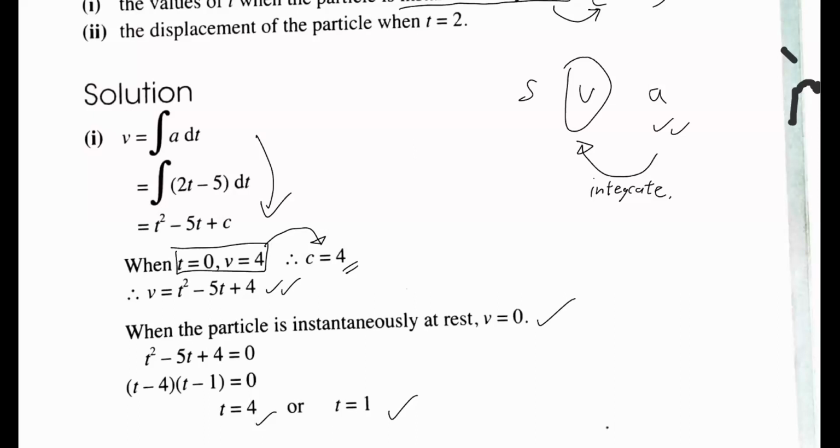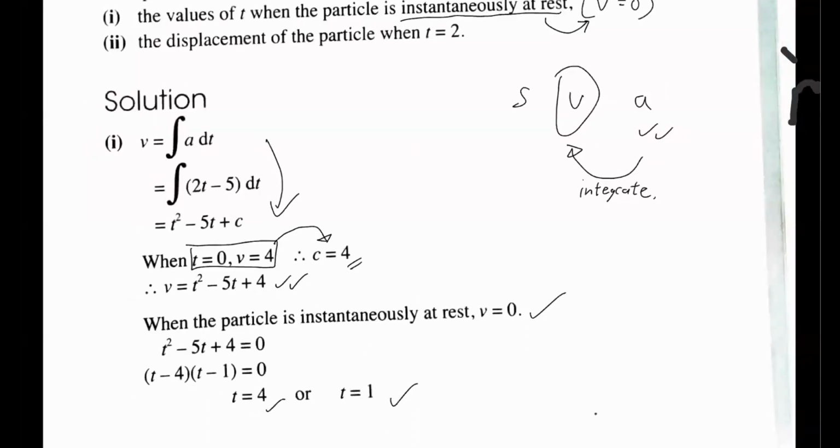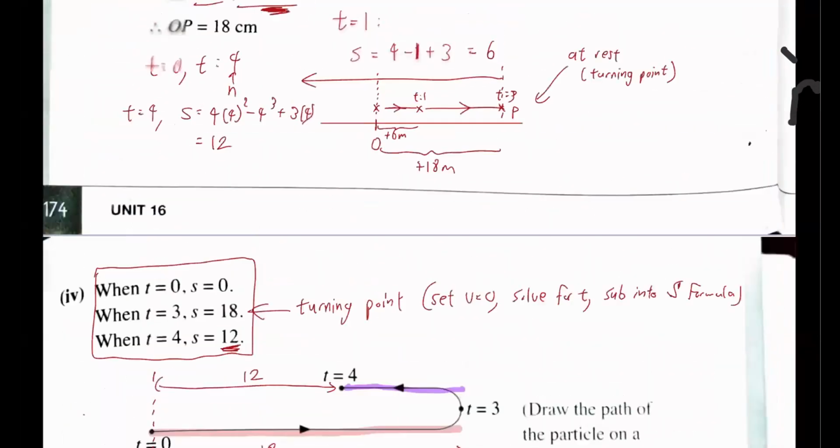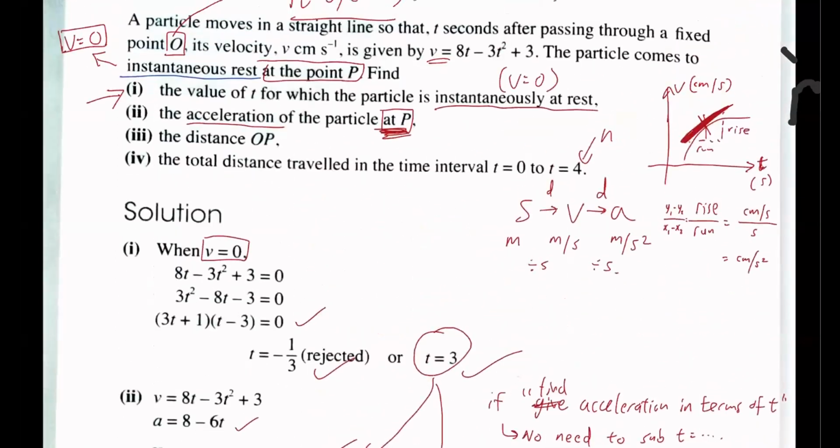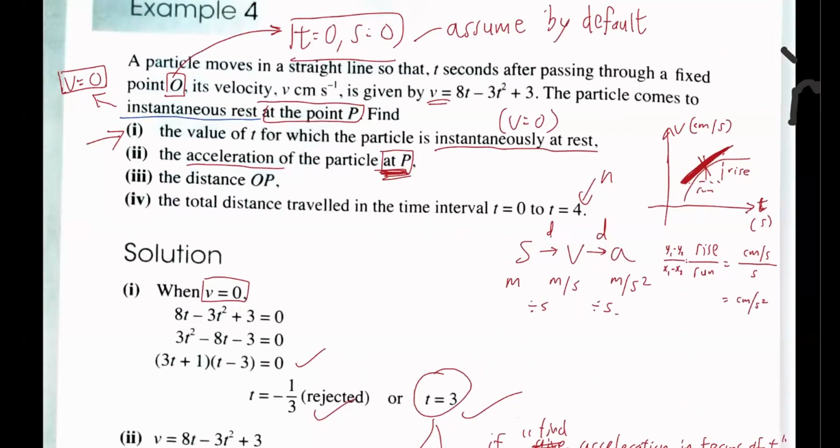Both are possible. So why are there two values? Just now I thought there was only one value. Yes, you see this one? It stops twice. What do you mean by stop? It is at rest 2 times. Yes, correct. So just now, it rested only one time, at t equal to 3.